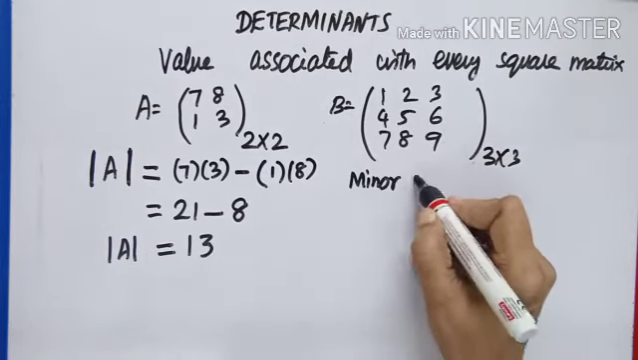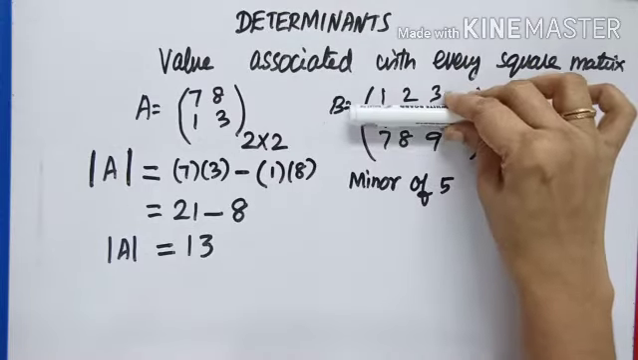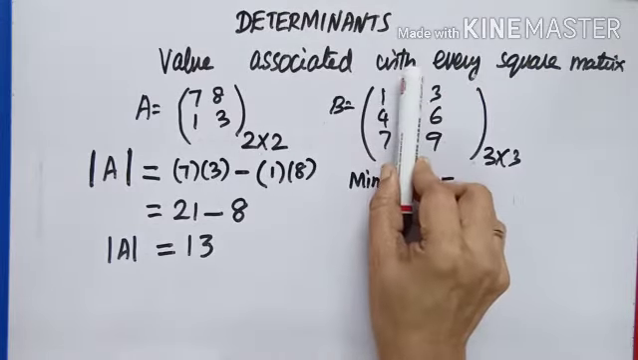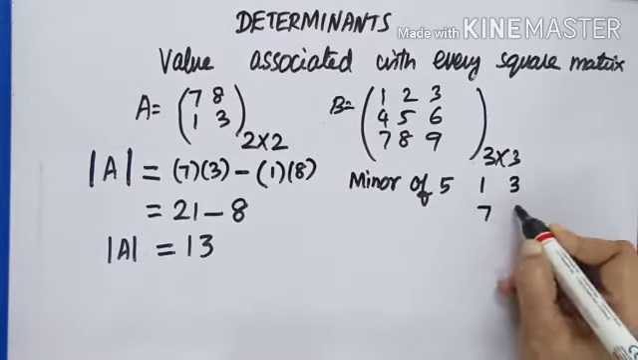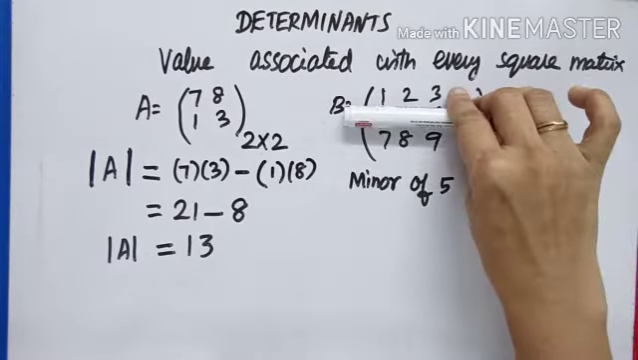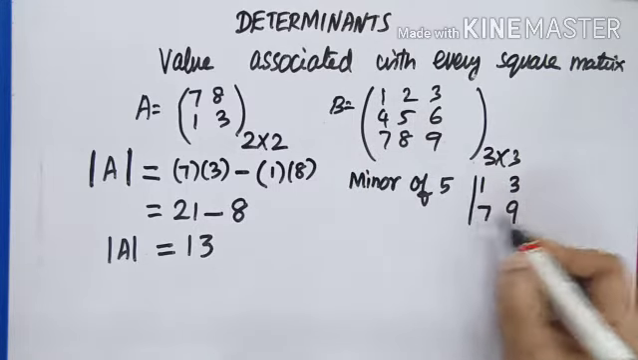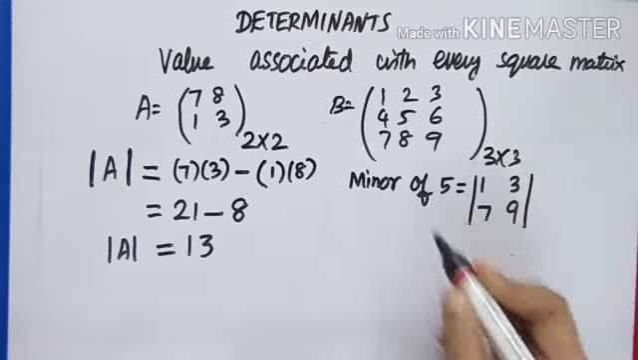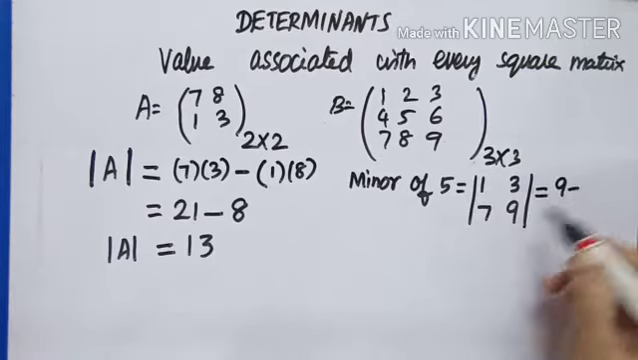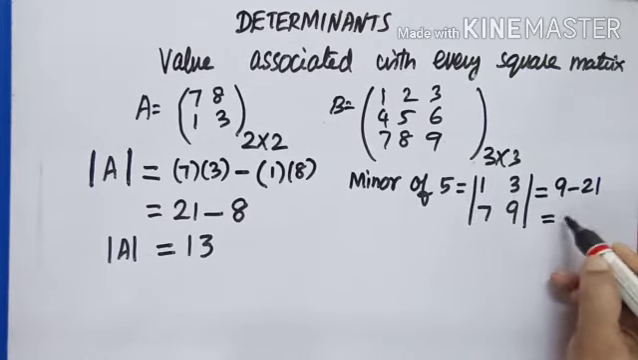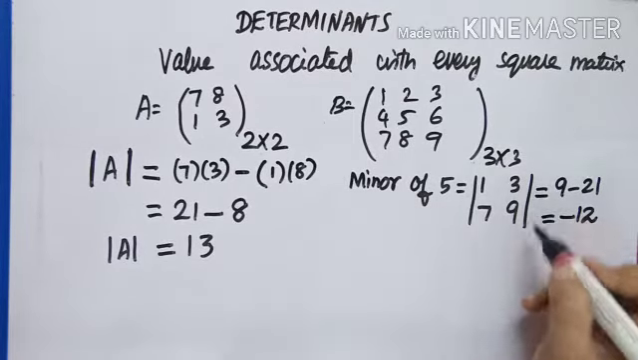So here I want the minor of 5. Where is 5 coming? It is in the second row, hide it. It is in the second column, hide it. So what is remaining? 1, 3, 7, 9. I hide the second row and the second column. The remaining are 1, 3, 7, 9. Find the determinant, and that we call the minor of 5. So expand the answer: 1 into 9, 9. 7 3s are 21. 9 minus 21. So minor is again a number. It is also a determinant.